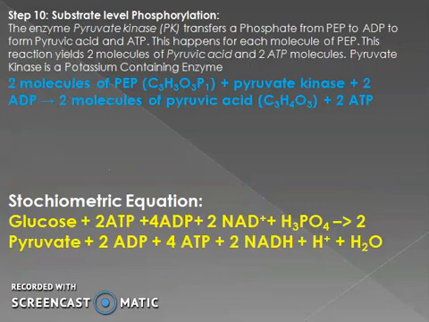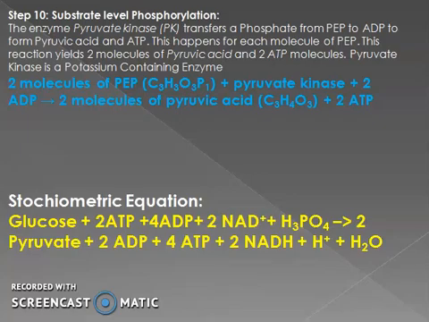Now the last and final reaction is substrate level phosphorylation. In the TCA cycle we will also understand substrate level phosphorylation. Now remember, the enzyme pyruvate kinase transfers the phosphate from PEP to ADP, forming pyruvic acid, and ATP is formed. So 2 molecules of PEP will give you 2 molecules of pyruvic acid plus 2 ATP.